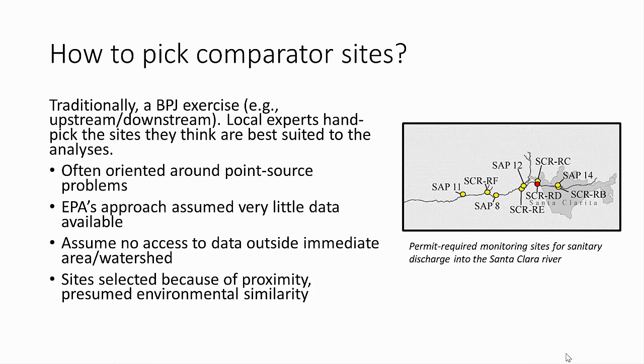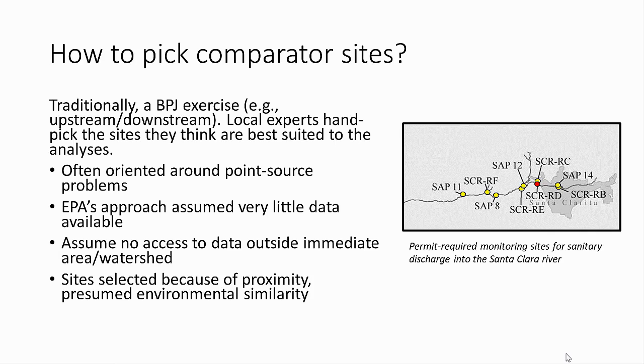So how do you pick comparator sites? There's the traditional method that is recommended in some of the original EPA CADDIS documents. Typically, this is done through best professional judgment, or BPJ, type exercises. You're often looking at sites upstream or downstream of your test site, and there, basically, you have local experts decide what sites they think are going to be best suited to the analyses you want to do.